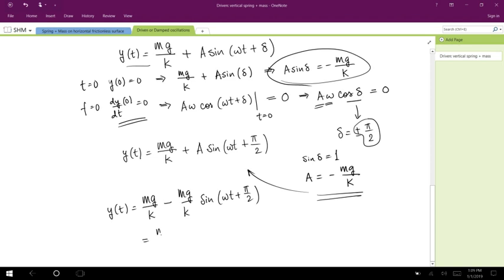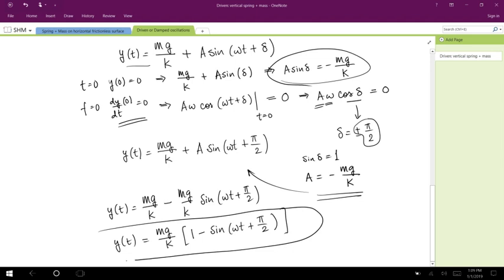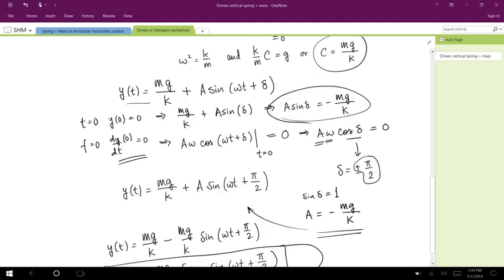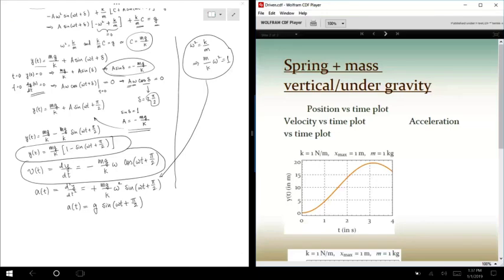Alright, so this gives me mg over k times 1 minus sine omega t plus pi over 2. And so this is my solution to the differential equation. Once we have found the position of the block as a function of time, which is given by this y of t, we can go ahead and find its velocity and acceleration as a function of time.